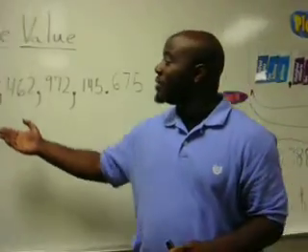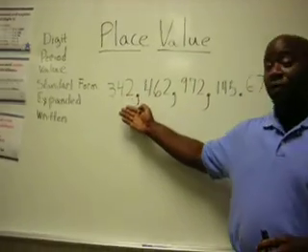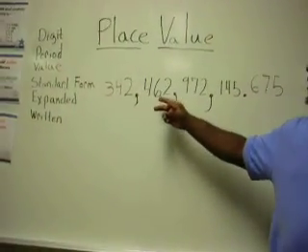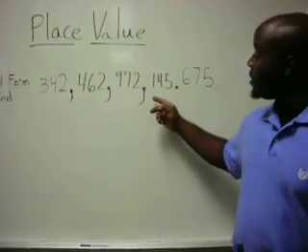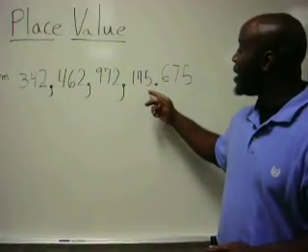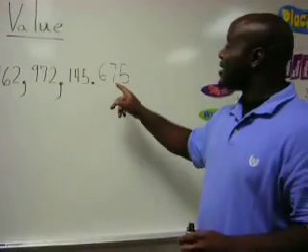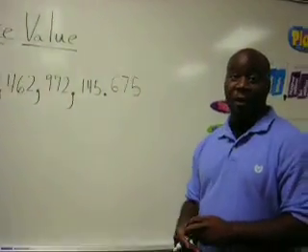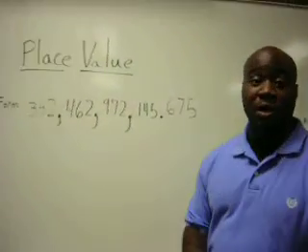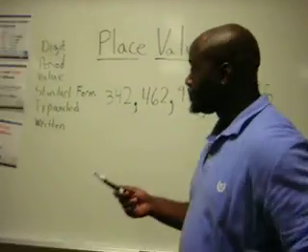Right now, we see our number 342,462,972,145 and 675,000 written out in its standard form. What I would like to do first is write this number out in its expanded form.